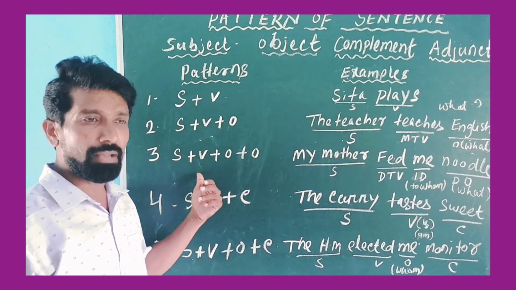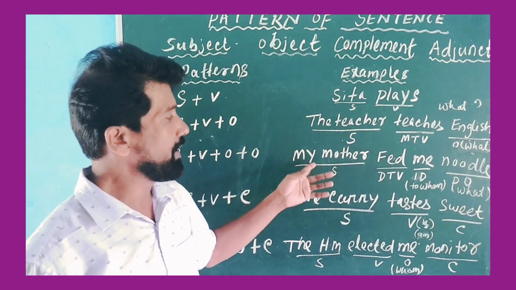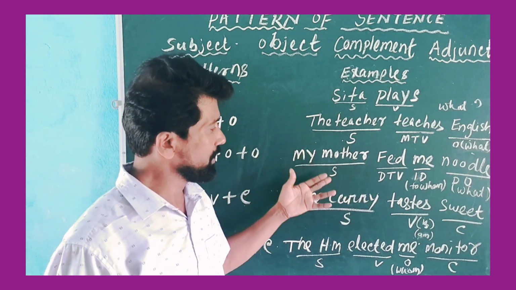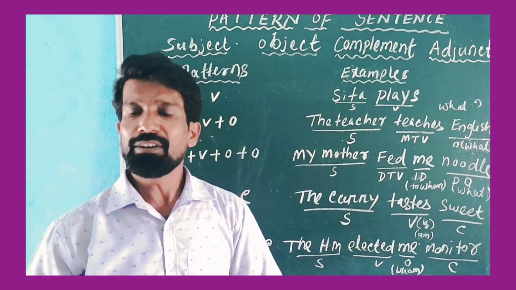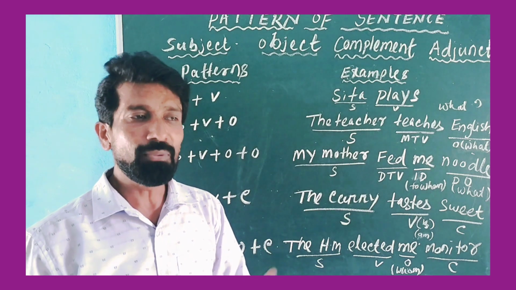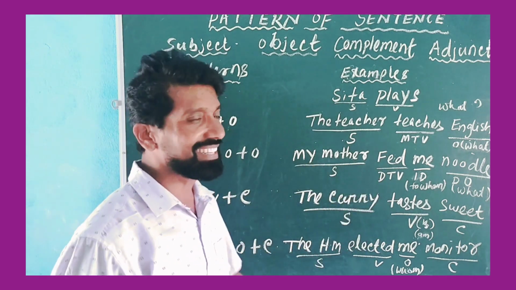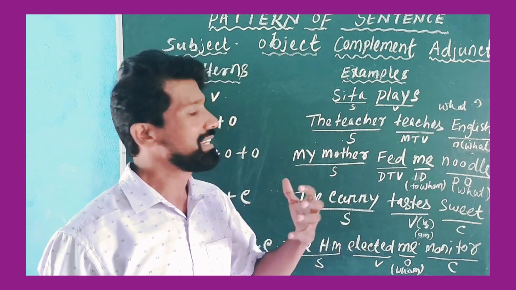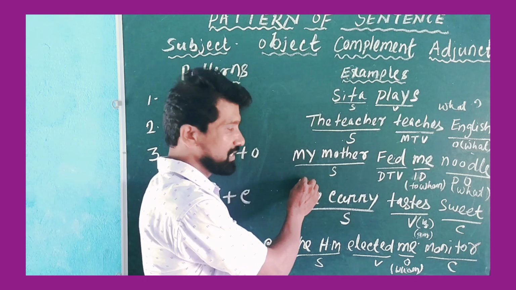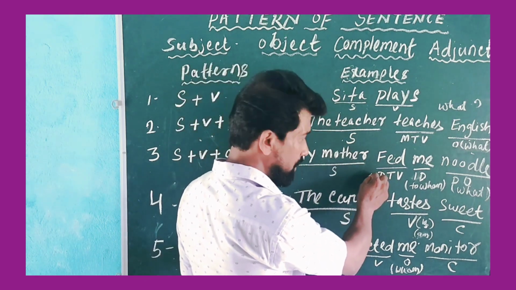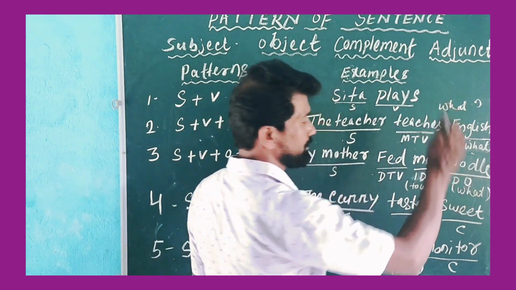Next, pattern number 3: subject plus verb plus object plus object. I give you an example. My mother fed me noodles. Have you eaten noodles? Do you love noodles? Yes, that's why I am writing this. My mother fed me noodles. My mother here is a subject. Fed is verb. Me is an object and noodle is an object.